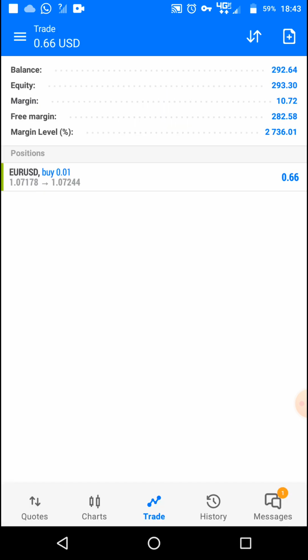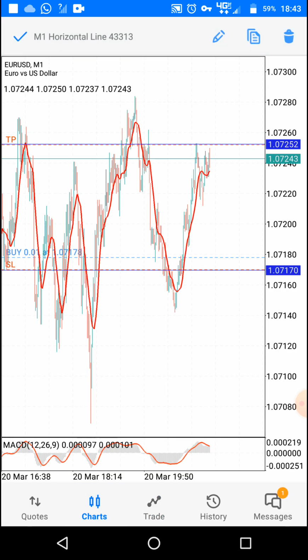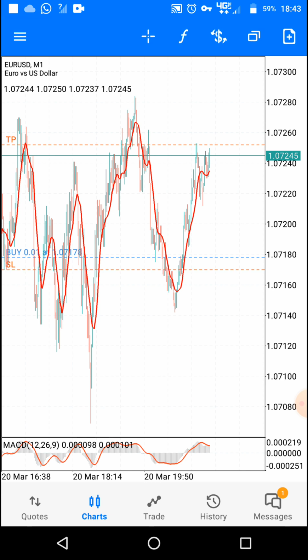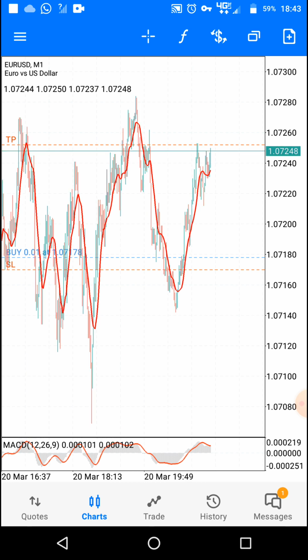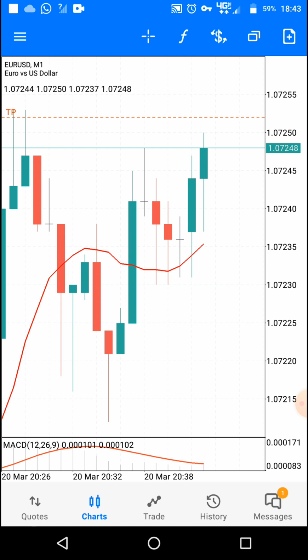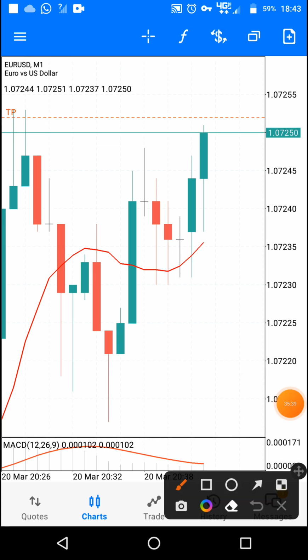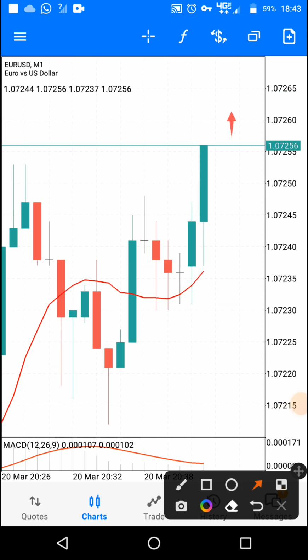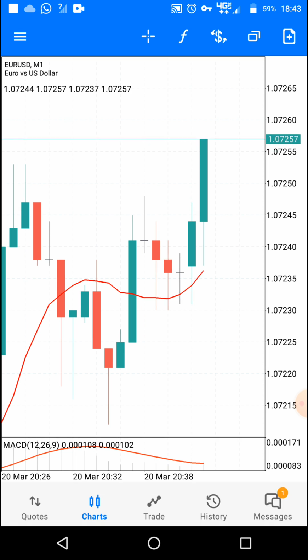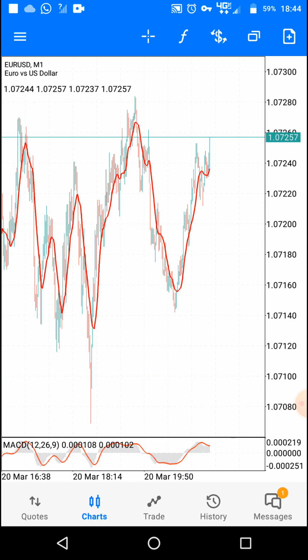Let me delete this horizontal line. So TP means take profit. Once the market hits there, you can see that the market is very close to the take profit. It's just a small gap. Now it has taken my profit. Once it has reached my take profit, you see that the market has executed.